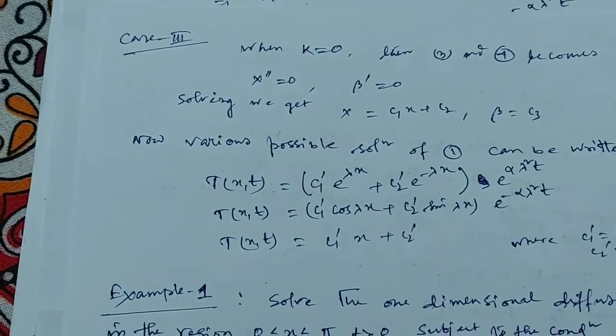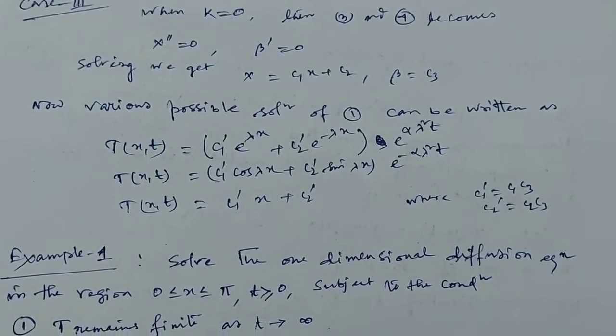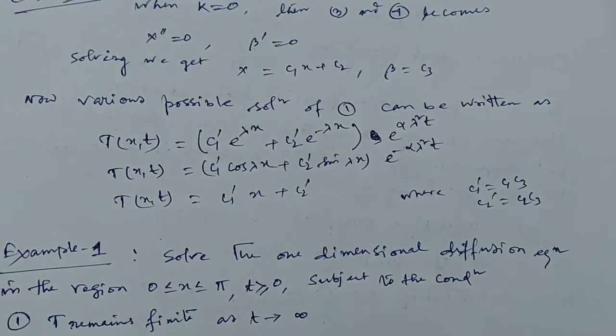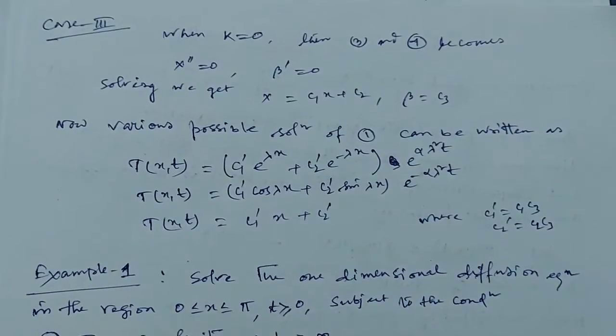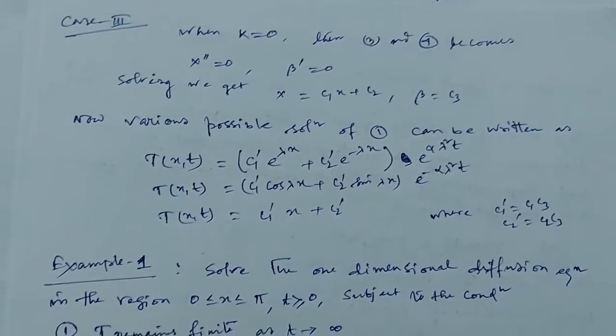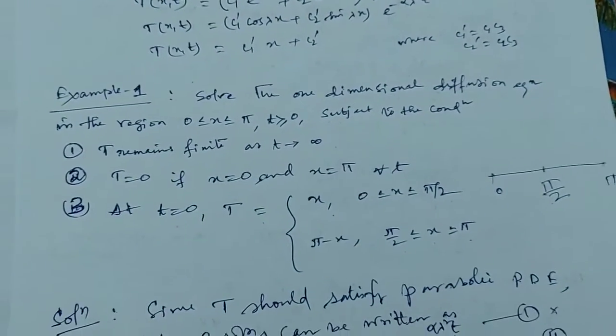And capital T of x,t is equal to c1 dash x plus c2 dash, where k is equal to 0, and c1 dash is the product of constant c1 into c3, and c2 dash is also constant c2 into c3. So these are three possible solutions. Now we solve a problem by using the above method.